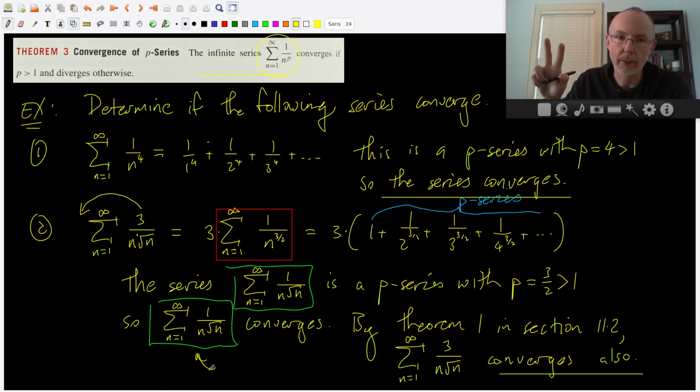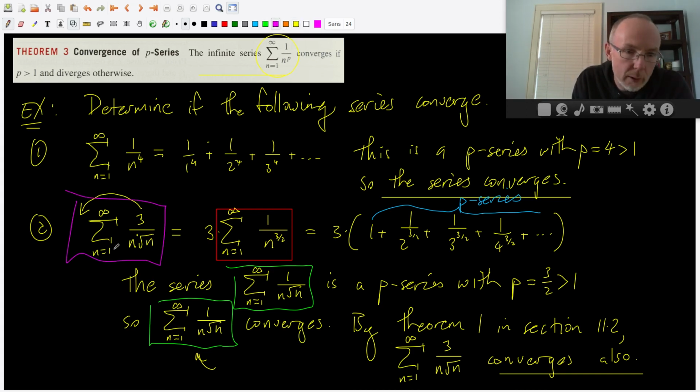So I'm using 2 things here. I'm using the p-series test, this theorem 3, and then I'm putting it back to the idea of linearity for these convergent series. So you should do that. You should split it. I'm never going to call this a p-series because really it isn't. It's 3 times a p-series. So we should be really careful.